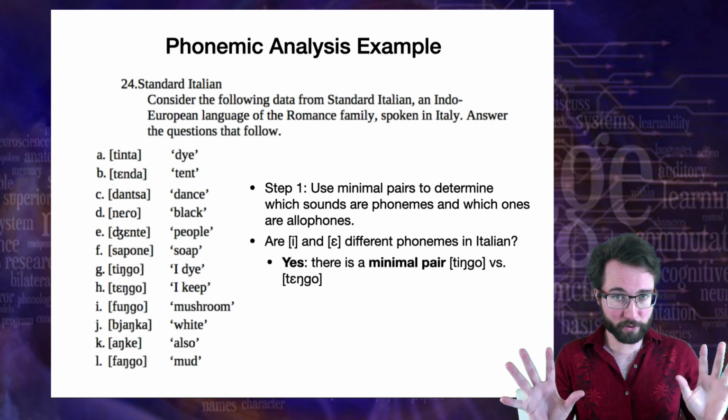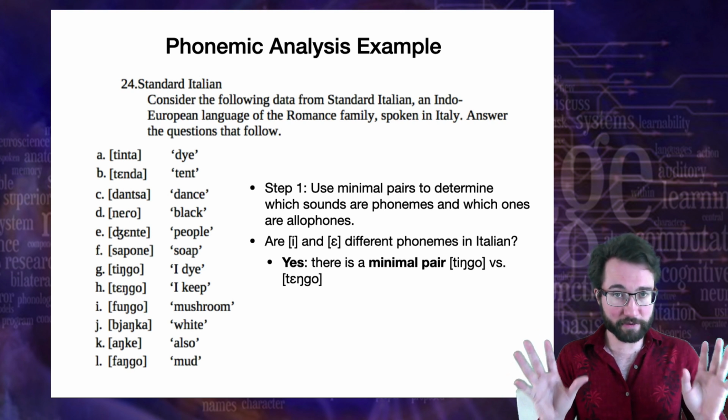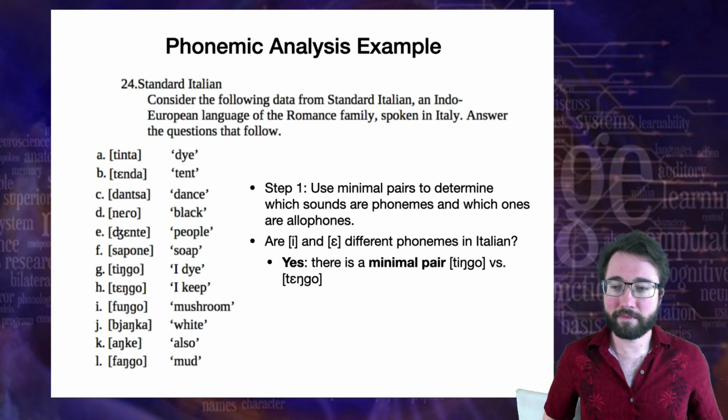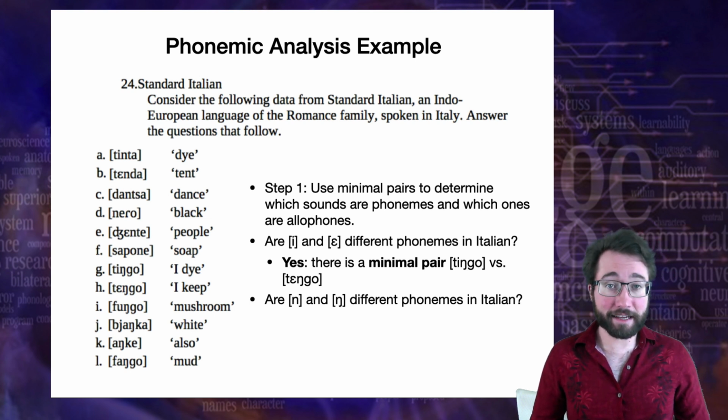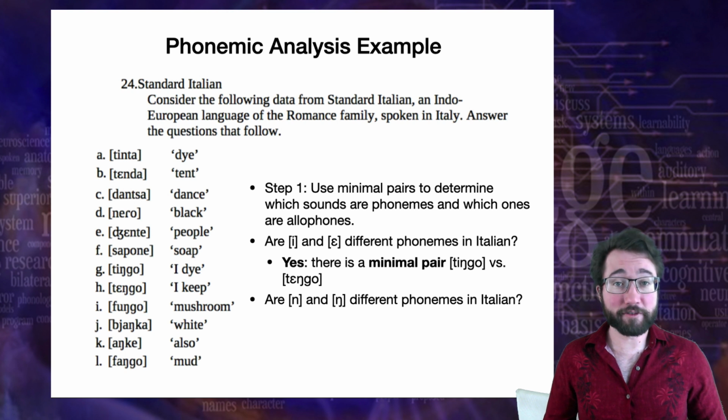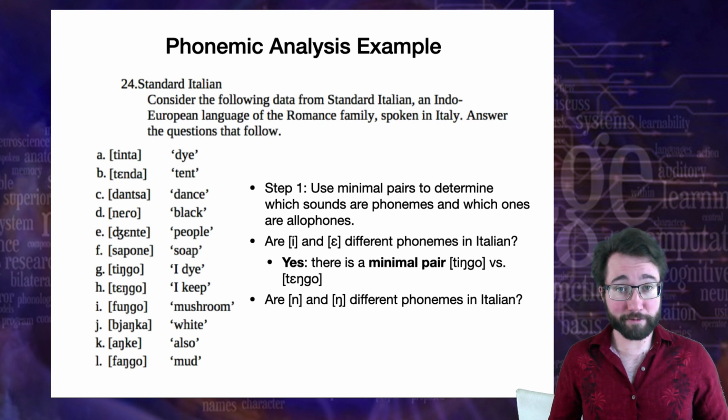So those are two different phonemes. E and E are realizing two different phonemes. Now, how about N and eng? The alveolar nasal N and the velar nasal eng. Are these different phonemes in Italian?